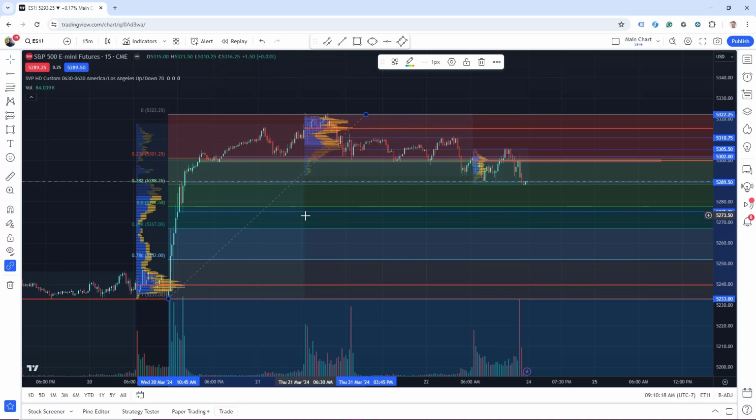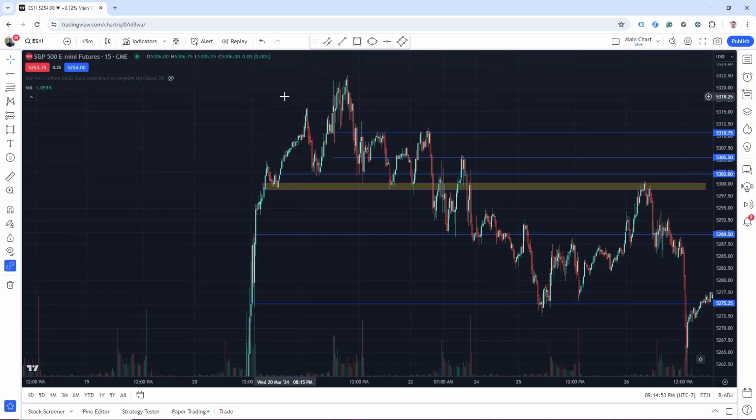So now we have some clear points of confluence if we are taking a short trade or we want to speculatively enter on a long trade here. We have some points that are matching up now, not only with the technical analysis, but with the volume profile.